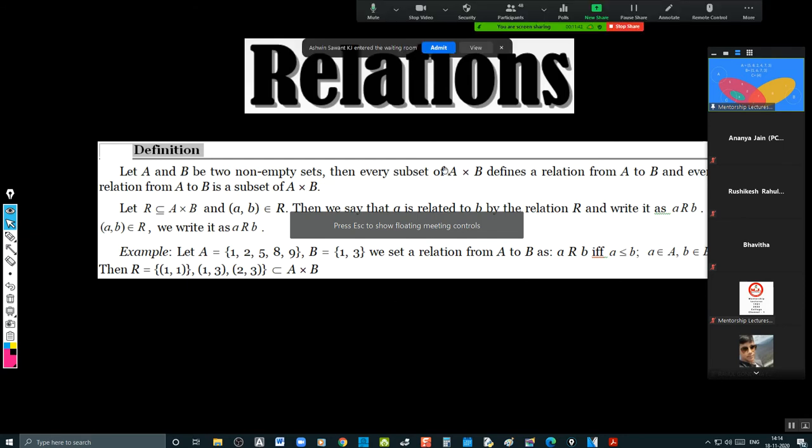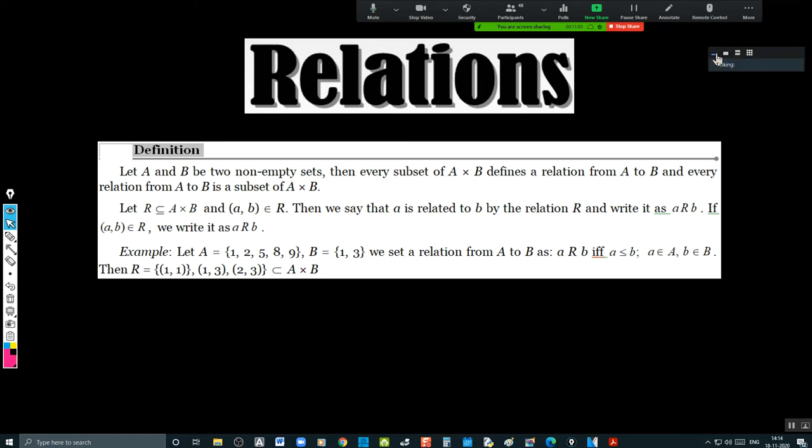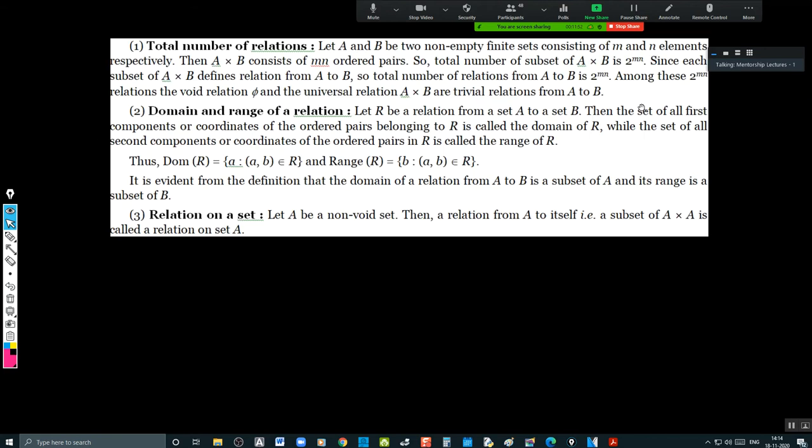This is the definition. Just now I revised it. And the domain and range of the relation: the input is the domain and the output is the range. I needed to mention that. Further, you'll be getting this again in functions. Range is B and the domain is A. That's what it is.